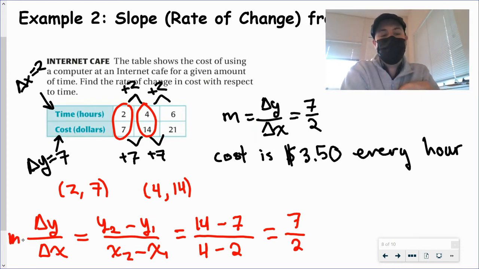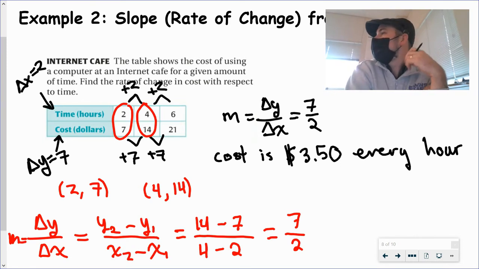Any questions about the formula for this problem? Thomas?